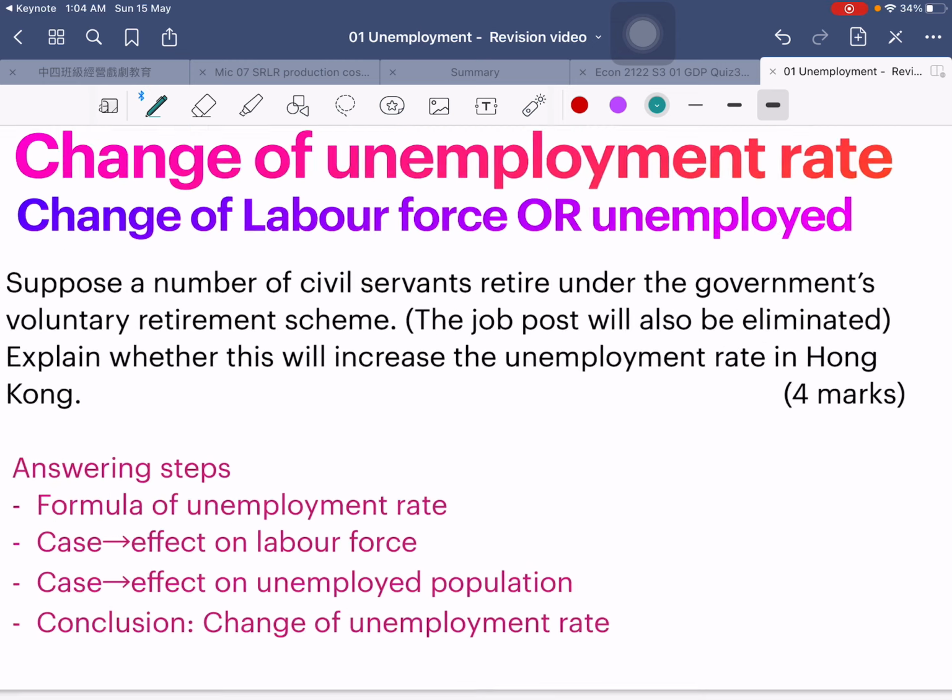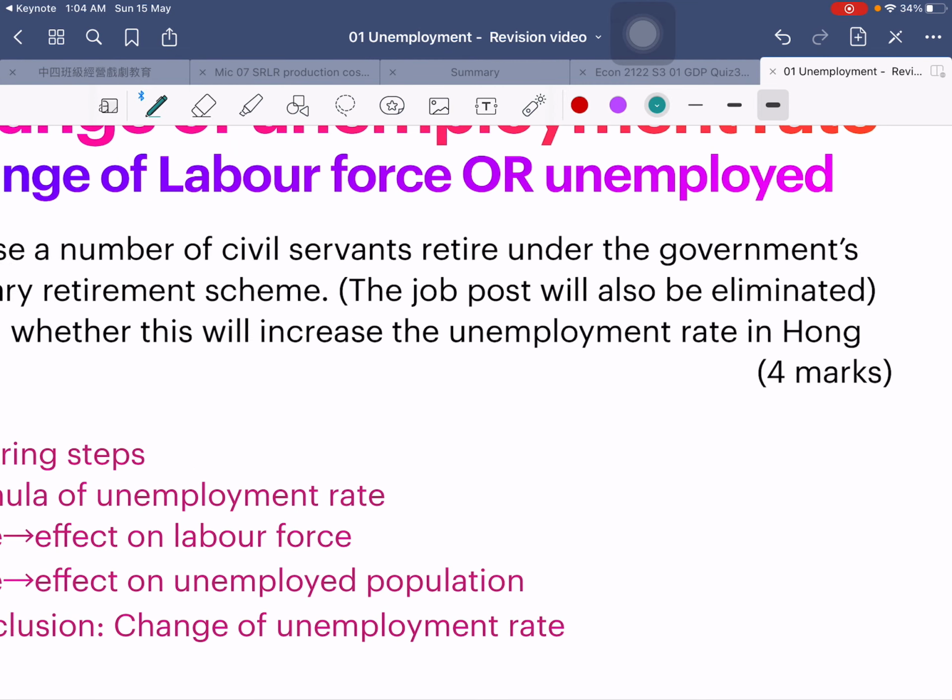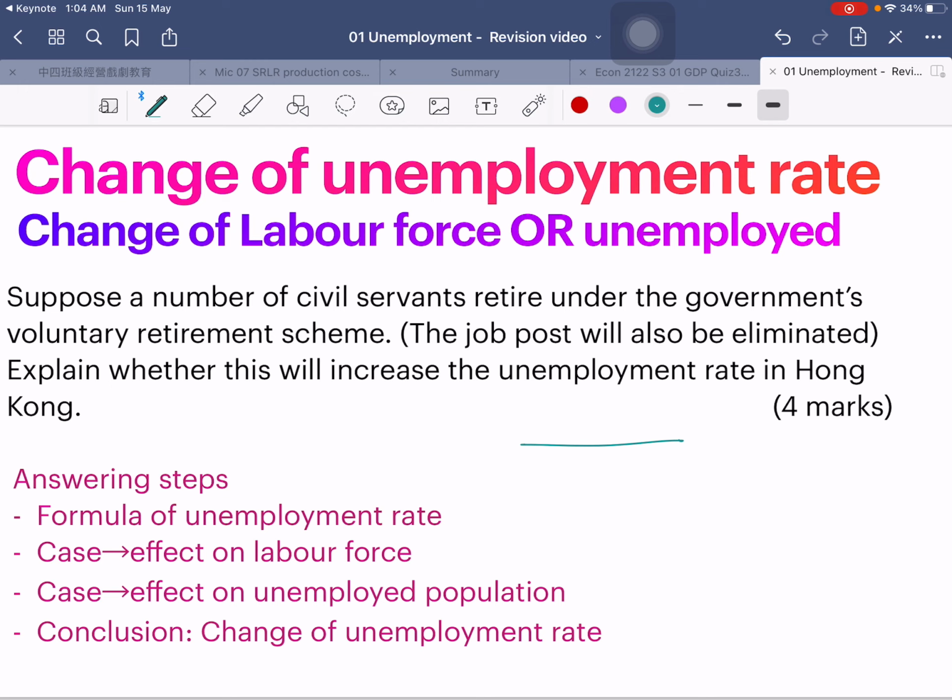Okay, so here, actually, we have to list out the formula or the equation first: unemployed over labor force. Here we know that unemployed is unchanged, labor force decreases. So what happened to the unemployment rate? We will find that it will increase.